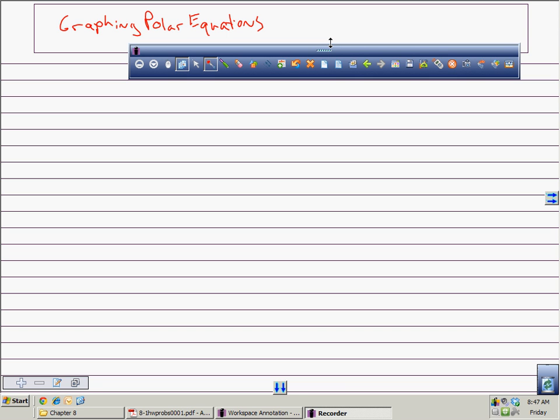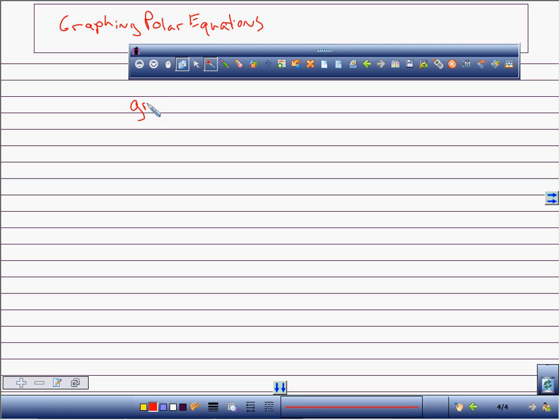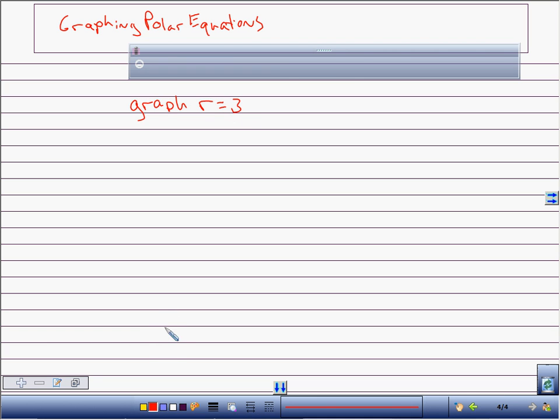Graph r equals 3. If you have a problem like this, and I don't have a note sheet for you, you guys are going to have to take some notes. So say we have this problem, graph r equals 3. Anyone know what that might look like?